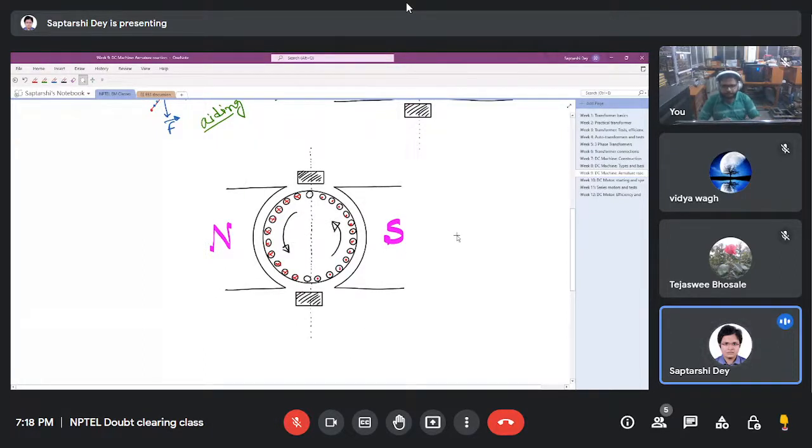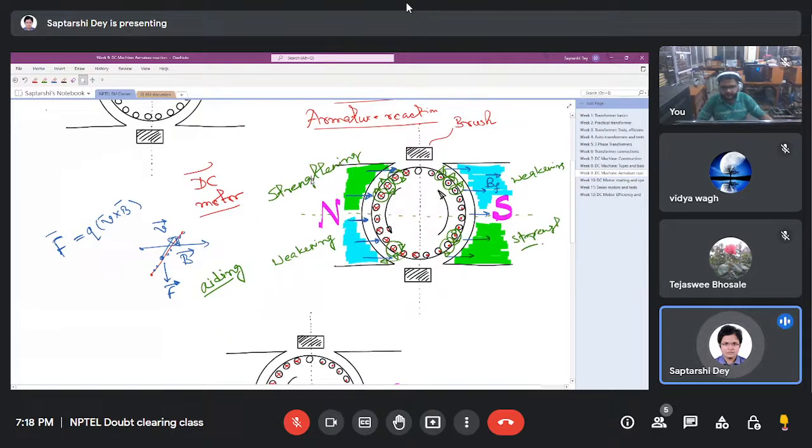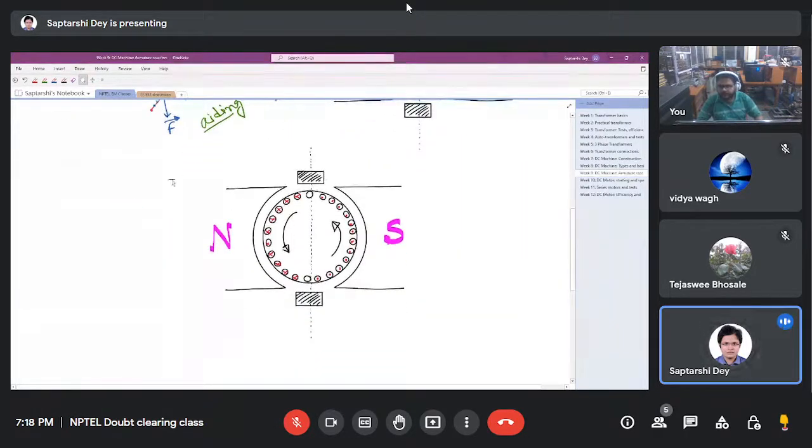So what did we see? We saw that on the upper half there is strengthening. So I will write, S for strengthening, oh no, there is a south pole also, so I am writing additive. Plus for strengthening, minus for weakening, plus for strengthening. Right. So what do we see?